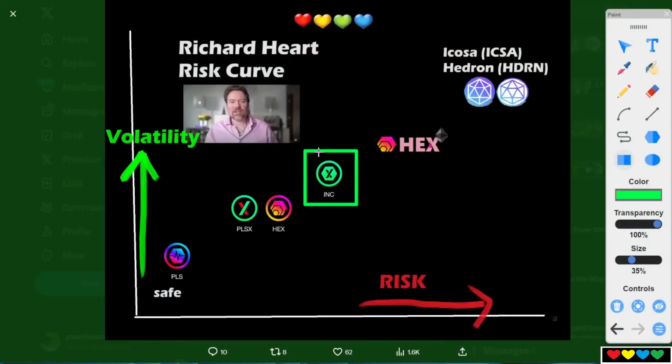Okay, this is INC, right? So INC fits into this, and that's when you're looking at, okay, higher reward. As the market wants more risk, probably INC flies up even more.